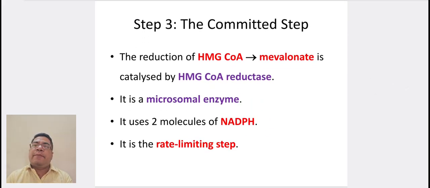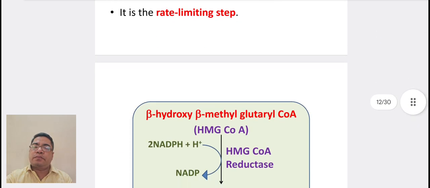Next step is the committed step. The reduction of HMG CoA to mevalonate is catalyzed by HMG CoA reductase. It is a microsomal enzyme. It uses two molecules of NADPH and it is a rate limiting step.